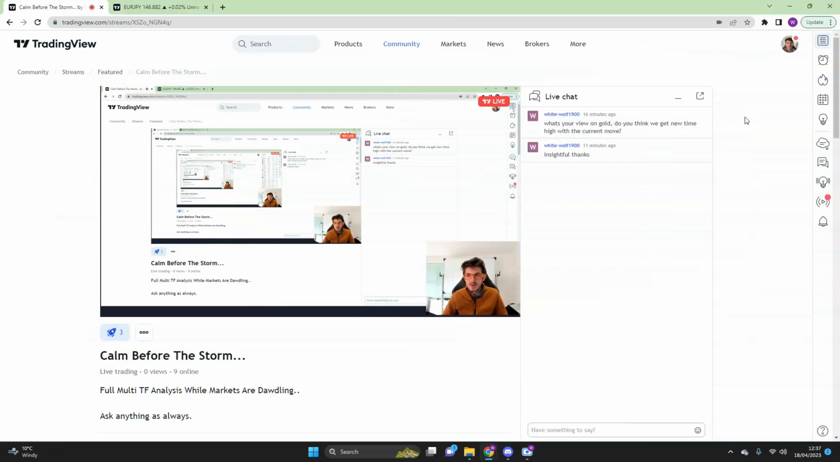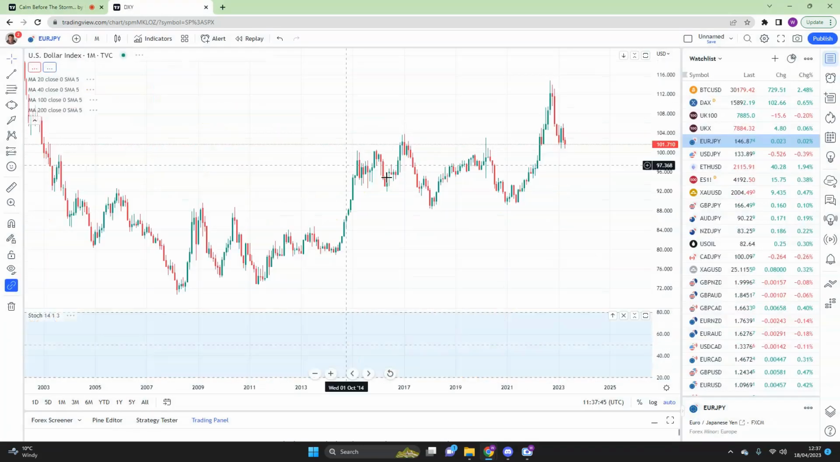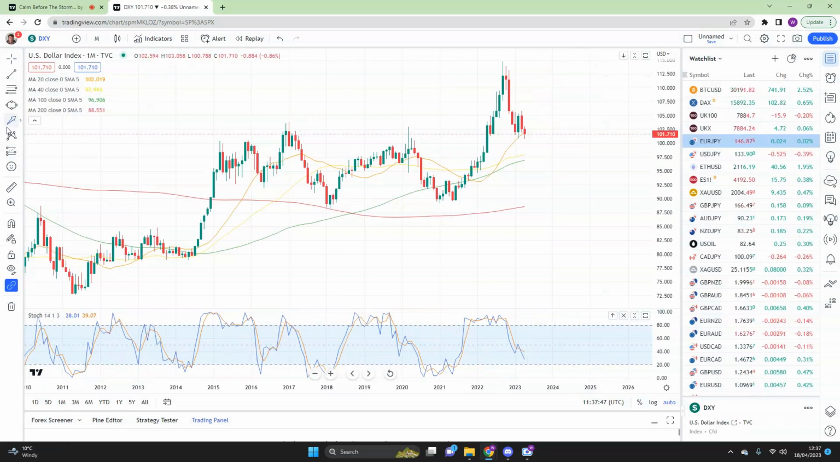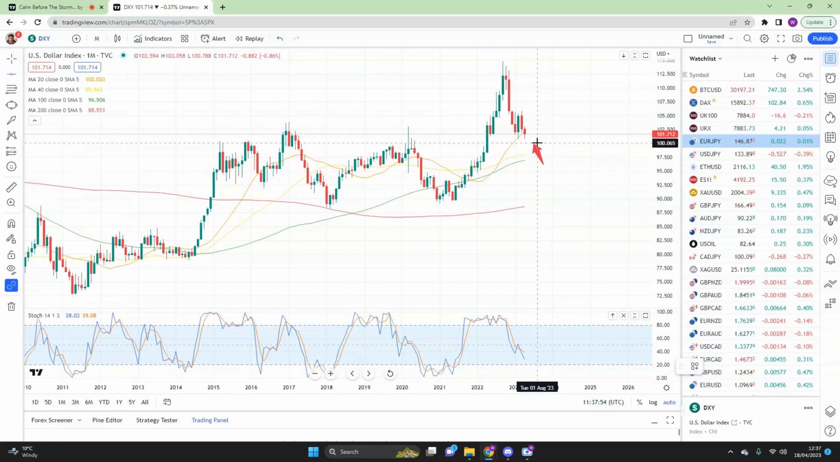Can't see any at the moment. But overall market bias at the moment, and I'll put it on the DXY, the dollar index, I think you've got a slight way to run, slightly lower. I don't think it's done yet. The dollar weakness, and it doesn't mean we're going to trade late. We're not looking to short the DXY or long the euro dollar.